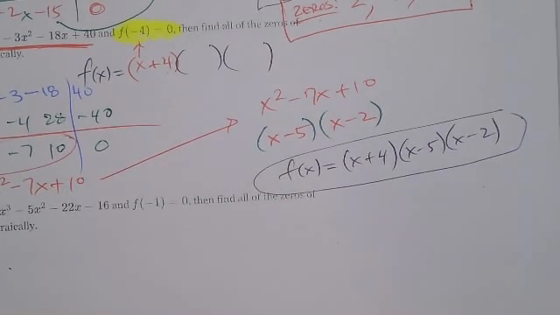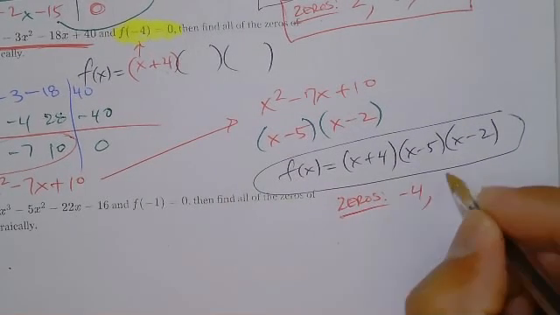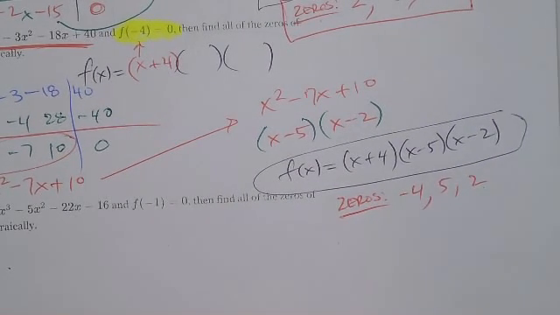But on Delta Math, you have to enter the zeros, because that's what they're asking you for, I believe, only. It's saying, what are the zeros? Find all the zeros. Well, what are going to be your zeros here? I think it's pretty easy, yeah? Negative 4, positive 5, positive 2. We got it? All right.